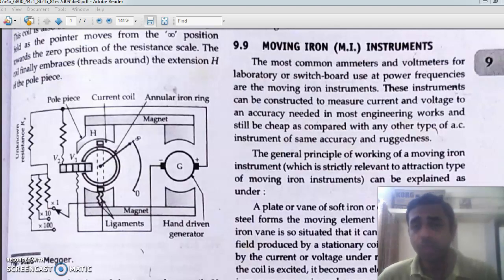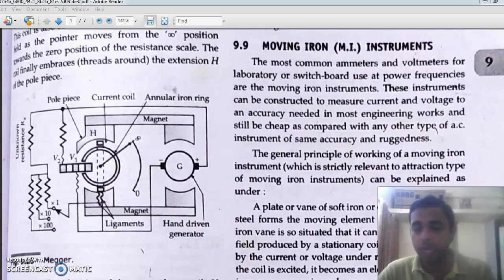Okay. Now coming back to moving iron, another class of instrument, that is moving iron. There in PMMC, the current carrying coil was moving between a pair of permanent magnets. But here, the current carrying coil is stationary and an iron piece is moving. Once again, here the current carrying coil is stationary and a piece of iron is moving. That is why it has a name called moving iron.